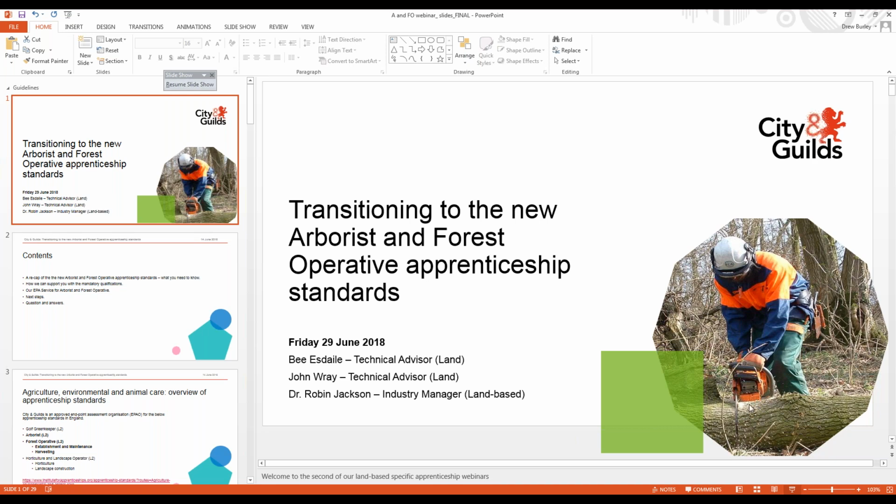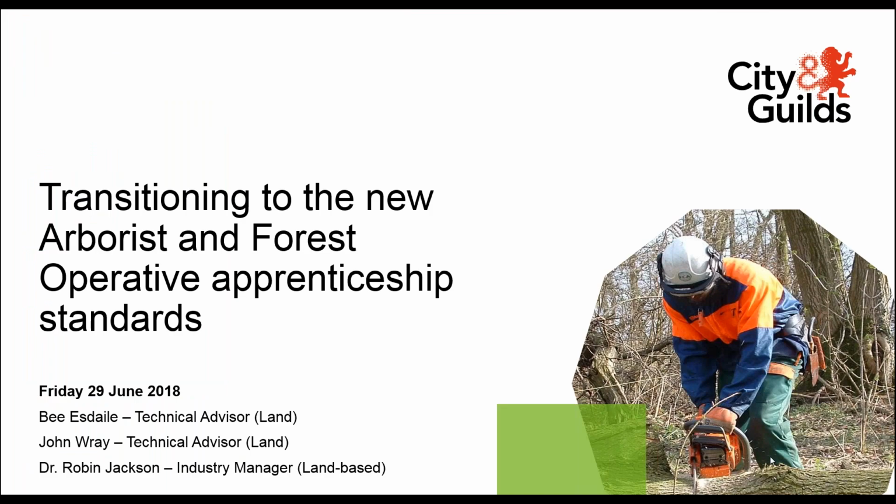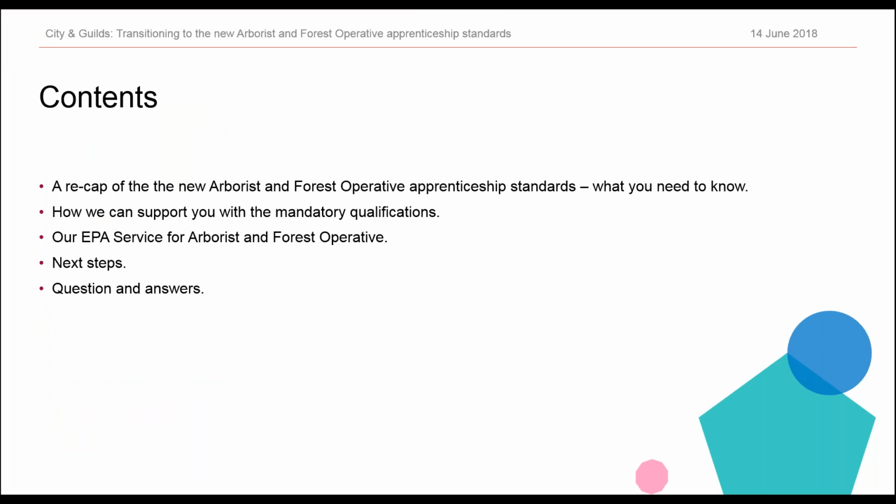Thank you very much for joining us this afternoon. I'm Robin Jackson. I'm the Industry Manager for Land-Based Forest at City and Guilds. And welcome to the second of our land-based specific apprenticeship webinars. In the webinar this afternoon, I'm going to give you a recap on the new Arborist and Forest Operative Apprenticeship Standards, focusing on what you need to know, outline how City and Guilds can support you with the mandatory qualifications, outline our EPA service for Arborist and Forest Operative, and look at some next steps and give you the option to pose some questions, which we will try and pick up at the end of the webinar.